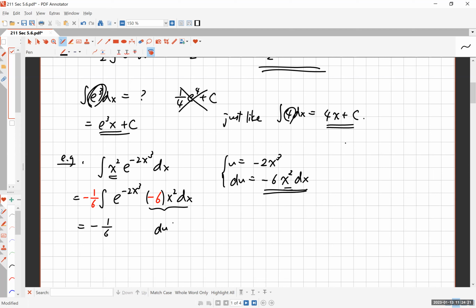But see, this whole thing is du, right? That thing is du, and then you have the integral of e to the u. Very simple. And this is e to the u plus c. And so that's negative 1/6 e to the negative 2x cubed plus c. Okay. Pretty easy stuff, right?